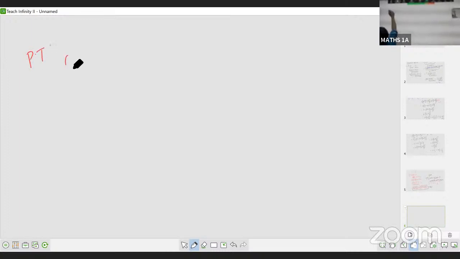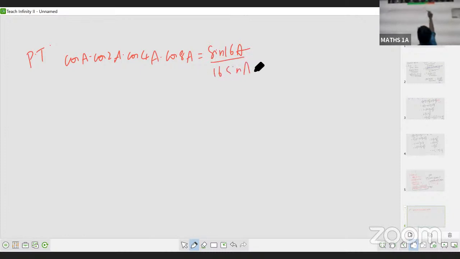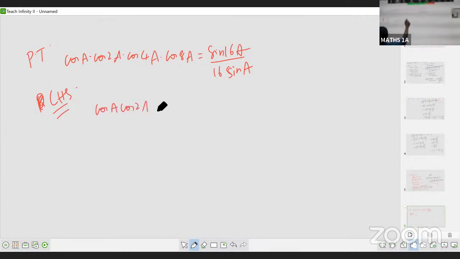Prove that cos A, cos 2A, cos 4A and cos 8A is equal to sine 16A by 16 sine A. Right? So that cos A, cos 2A, cos 4A, cos 8A is equal to sine 16A by 16 sine A. We are going to prove this. Is it clear? Now take LHS, that is cos A, cos 2A, cos 4A, cos 8A.